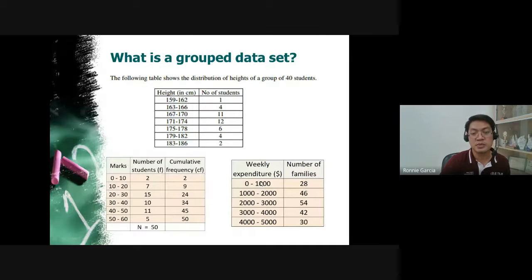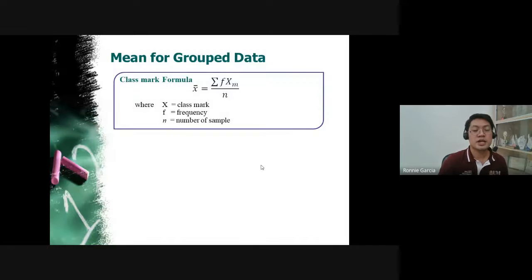And another example is weekly expenditure of the families. So kaning number of families, mao na siya ang frequency. So naay 0 to $1,000, 28 ka buok families. 1,000 to 2,000, 46 ka families. So kaning second column mao na siya ang frequency. So those are examples of group data.